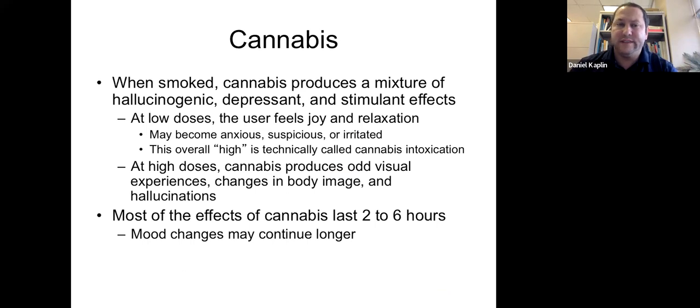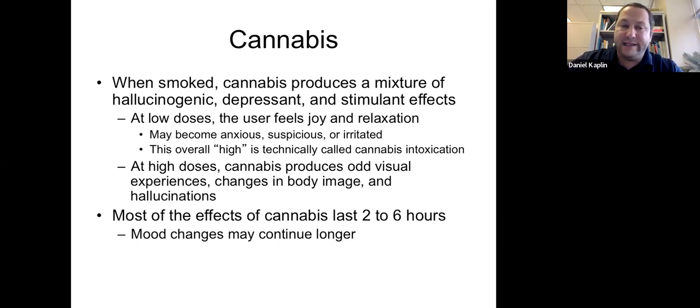When smoked, cannabis produces mixed properties. Some people will get depressant properties, so they'll become more relaxed and mellow. Other people will have stimulant effects such as talking. And then other people might develop similar features as hallucinogenic effects such as paranoia and whatnot. So it is possible at very high doses for a person to have hallucinations and have odd visual experiences and changes in their body image. But at low doses, most people report feeling joy and relaxation. So if you're understanding, then low doses is what's going to get you mellow. Higher doses is going to be more likely to induce psychotic properties.